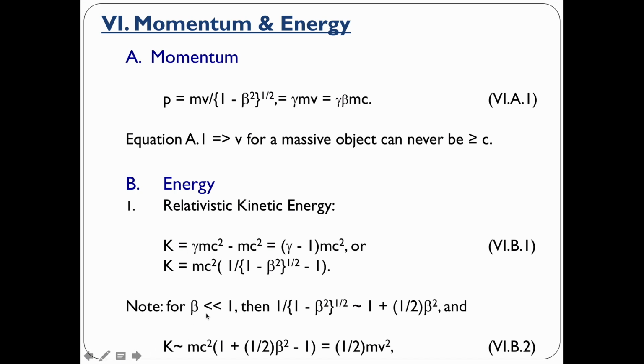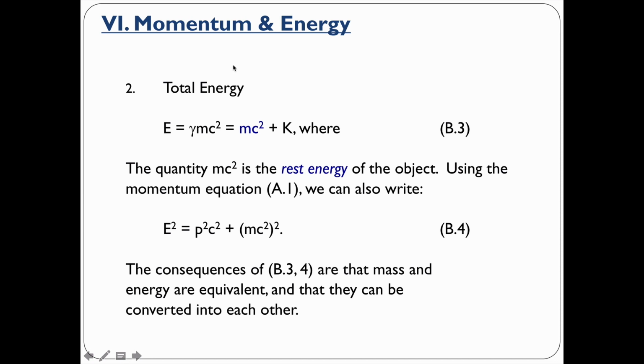For beta much, much less than 1, this whole term is essentially 1 plus 1/2 beta squared, or K is equal to mc squared times 1 plus 1/2 beta squared minus 1, or 1/2 mv squared. In other words, when the speeds are low, the relativistic kinetic energy is what you'd expect. When they're not, it's equal to gamma minus 1 times mc squared. That means that we have to take a step back and define the total energy.